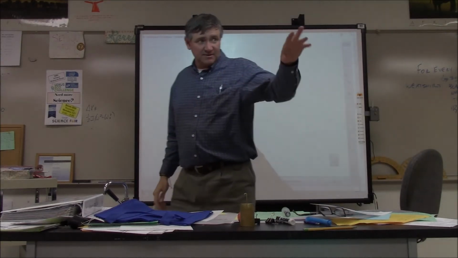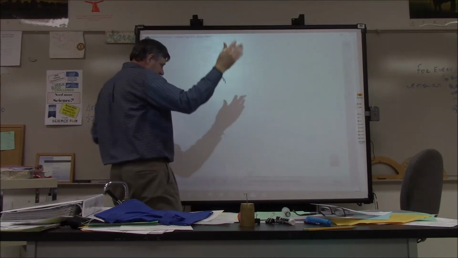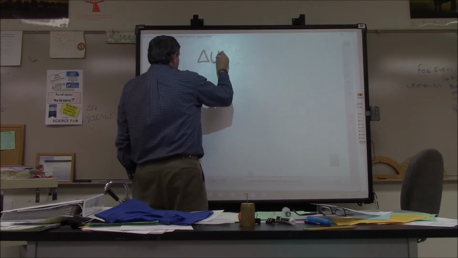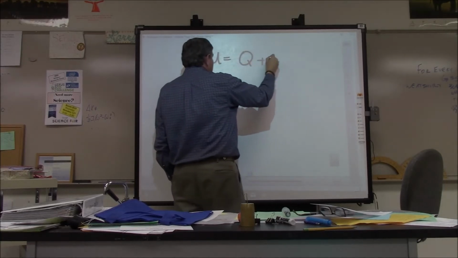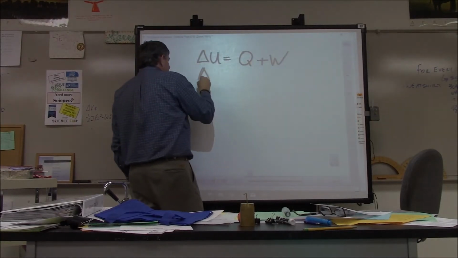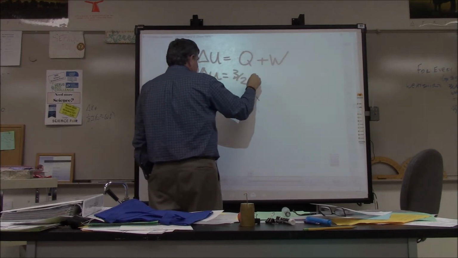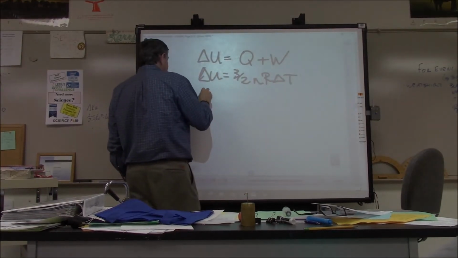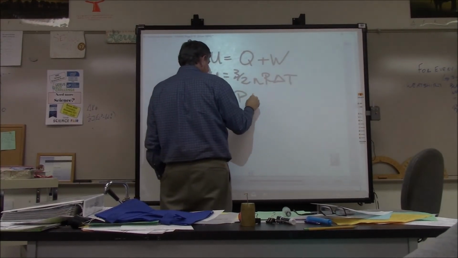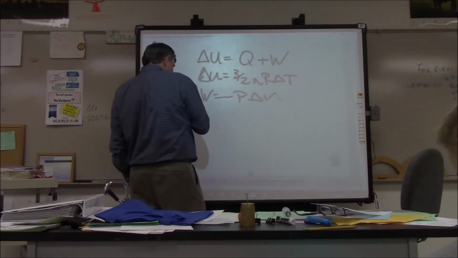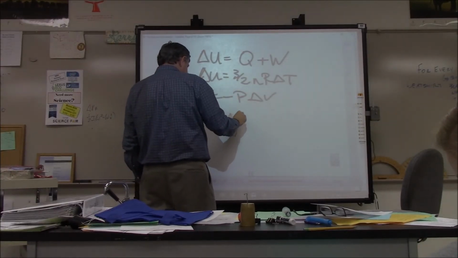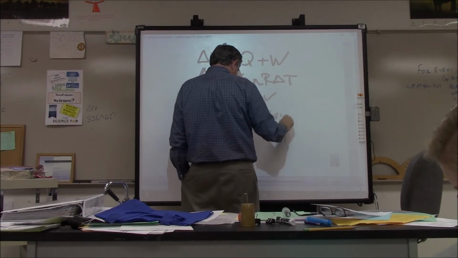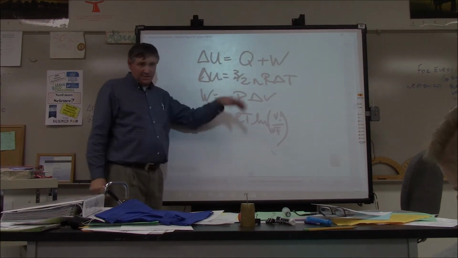On the back side of your lecture notes, and it's on your equation sheets too, there's a couple of big ideas. One is delta U equals Q plus W. Delta U also equals 3/2 nR delta T. Work equals negative P delta V, and work equals nRT natural log V_f over V_i. So these are the four big equations that you're going to need.